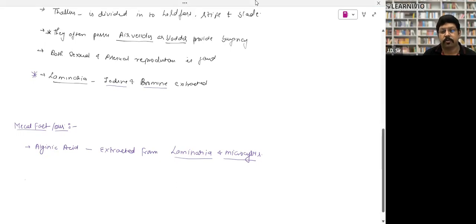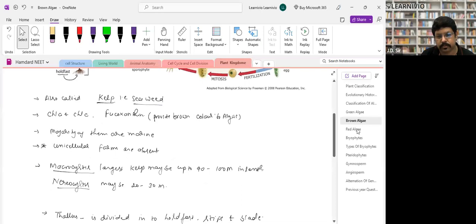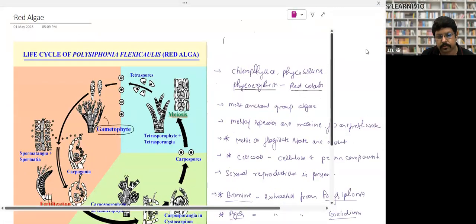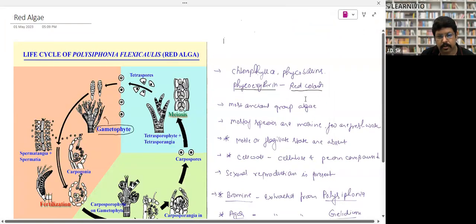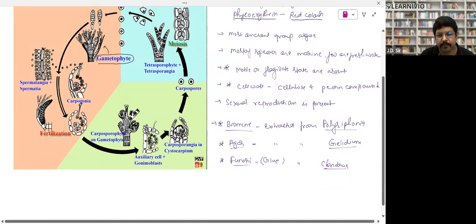So some economic importance points are more important. Look, red algae: chlorophyll a, phycobilin, phycoerythrin, which provides the red color. Most ancient group of the algae. Mostly species are marine, few are freshwater. Motile flagellate cells are absent. Cell wall has cellulose and pectin compounds that we discussed. Sexual reproduction is present. Bromine is extracted from Polysiphonia, very, very important.